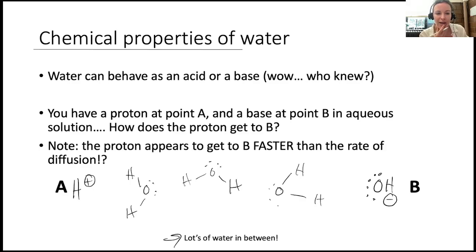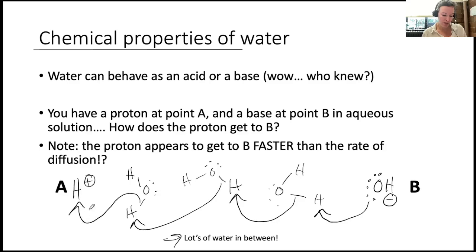So how does this reaction happen faster than it takes for that proton to move to the hydroxide? Well, all of the waters in between can participate in this acid-base reaction. So the base actually just grabs the proton from the first water molecule. So that water molecule can grab a proton from the next water molecule. That water molecule can grab a proton from the next water molecule. And finally, the last water molecule can grab that proton.